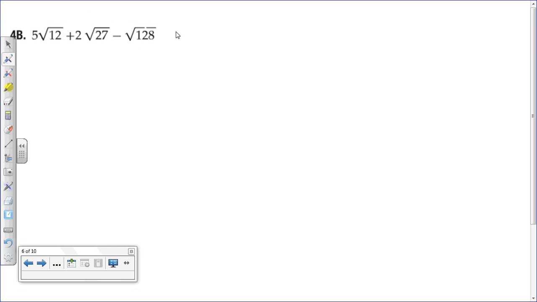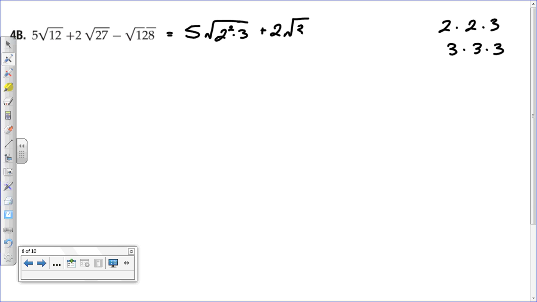So, do the same process here. 5 root 12. Well, 12 is 2 times 6, and 6 is 2 times 3. So that's going to be 2 squared root 3. Plus 2 root 27. 27 is 3 times 9, and 9 is 3 times 3. So that's going to be 2 root 3 to the third power.